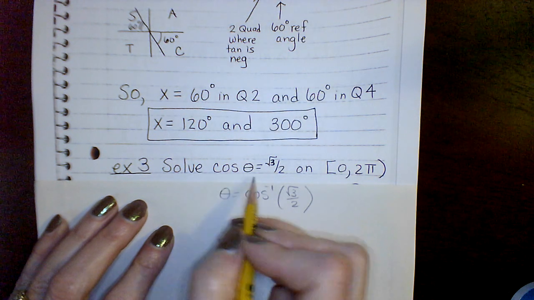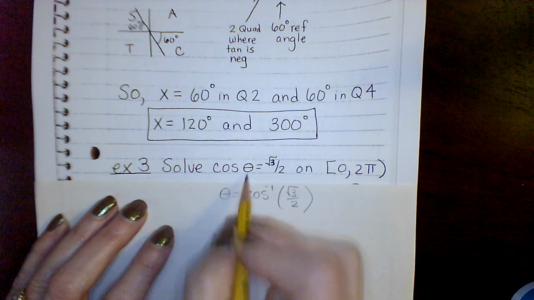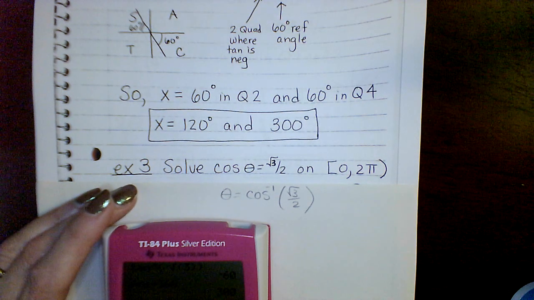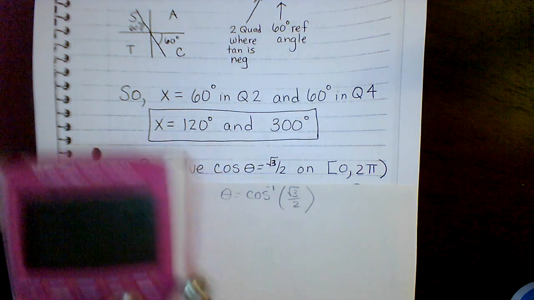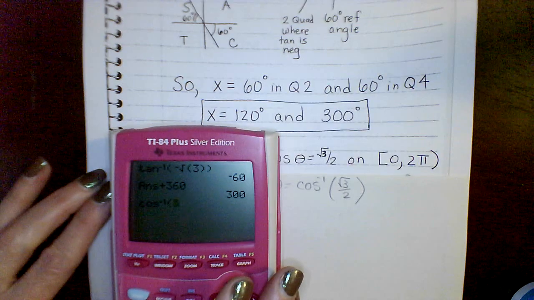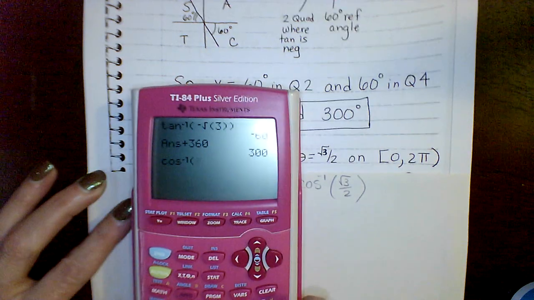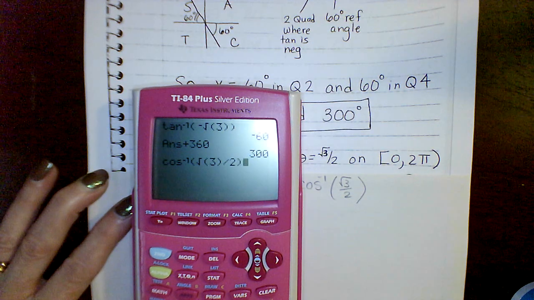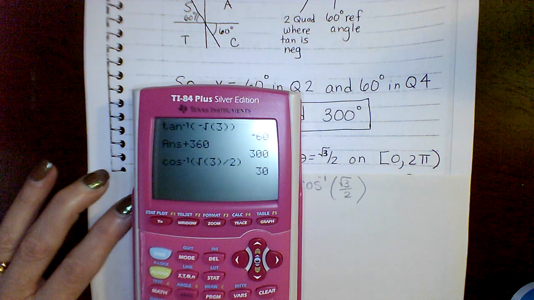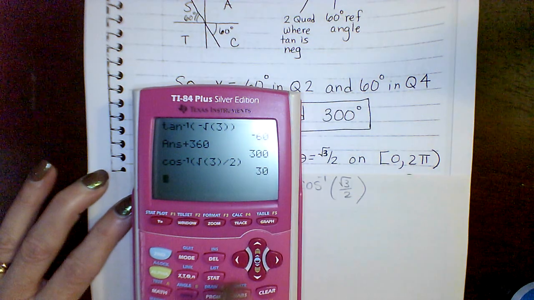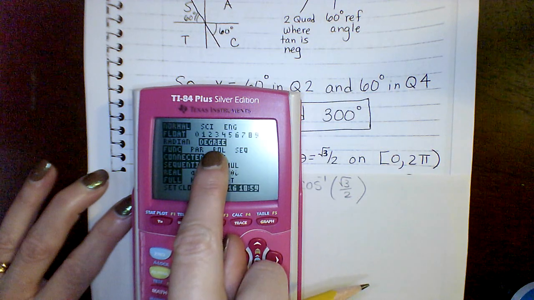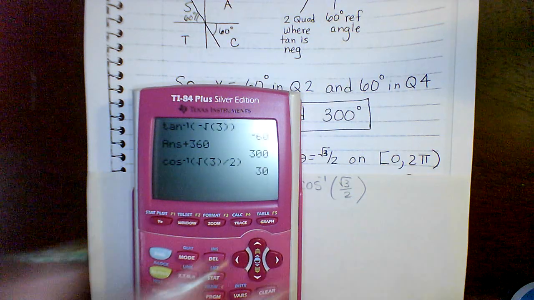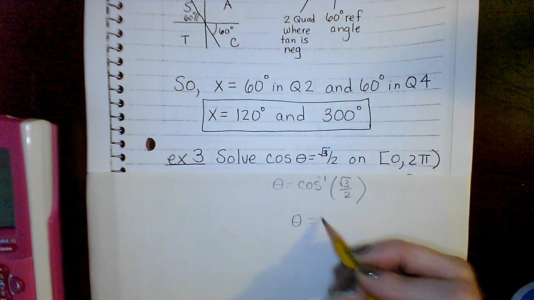Don't divide. That's not multiplication. So you can't divide by cosine. So if I take the inverse cosine of root 3 over 2, I get 30 degrees. Now, when you're doing these on the calculator, make sure that you're in degree mode. You don't want to be in radian mode for these. All right, so I get that theta is 30 degrees.